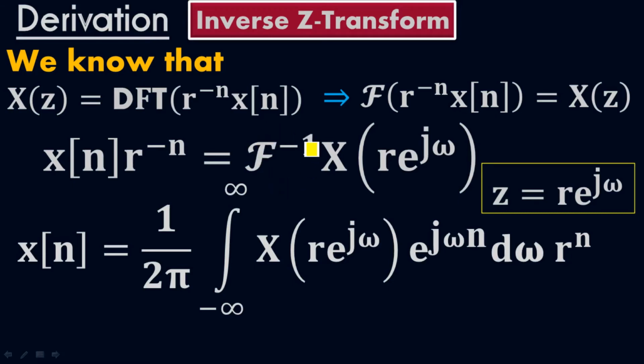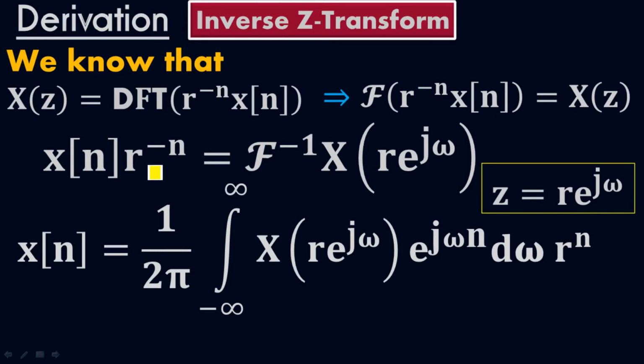If you forgot what the inverse Fourier transform is, please go back and check the section on the inverse Fourier transform. The equation of the inverse Fourier transform is 1 over 2 pi times the integral of X of r times e to the j omega times e to the j omega n d omega. This is the inverse Fourier transform equation. For the z, I put r times e to the j omega. Actually, the equation of the inverse Fourier transform is x of n equals 1 over 2 pi times the integral of X of z. I have X of z here, but for the z I put r times e to the j omega. Where did this r to the positive n come from?